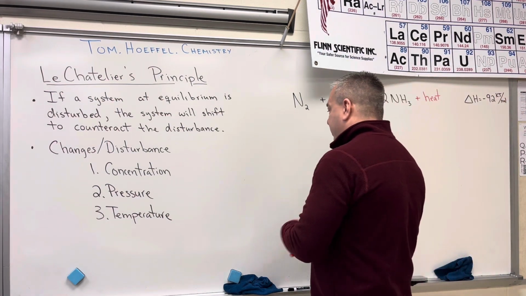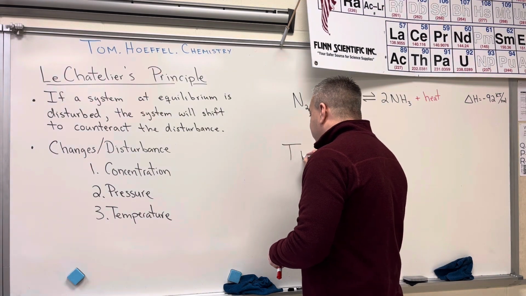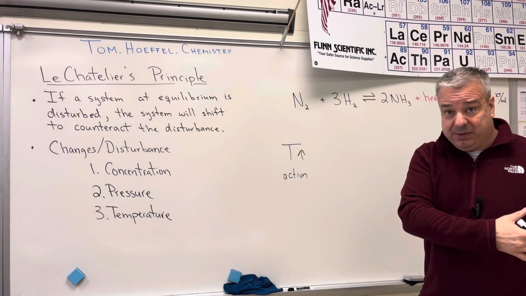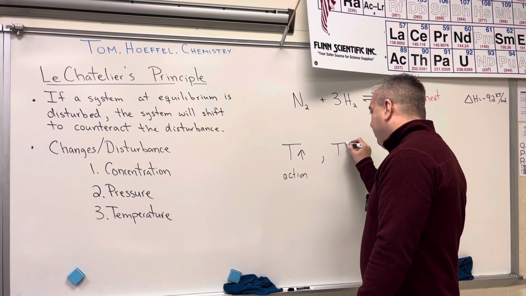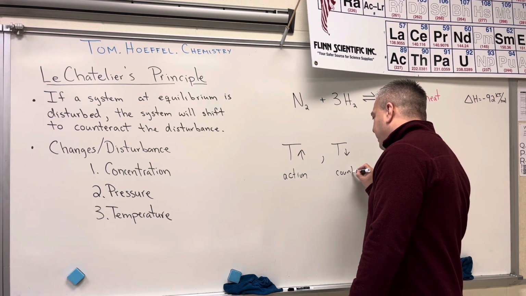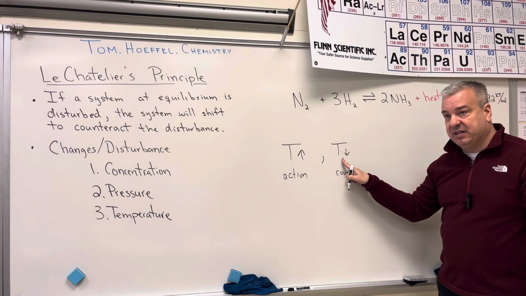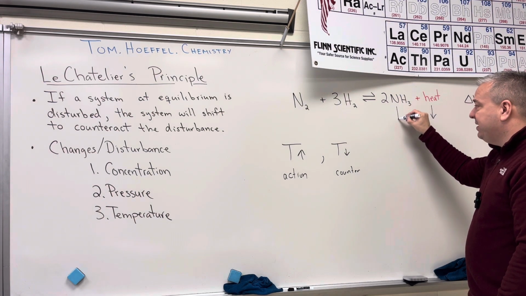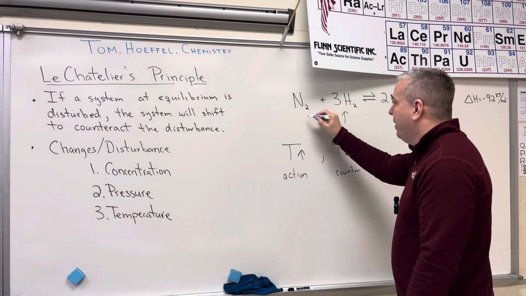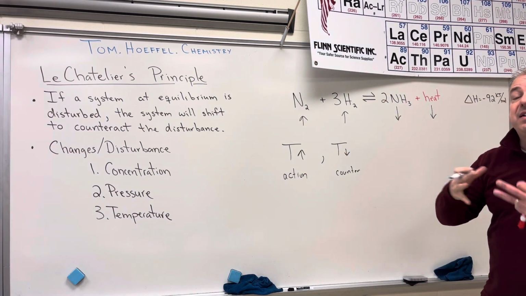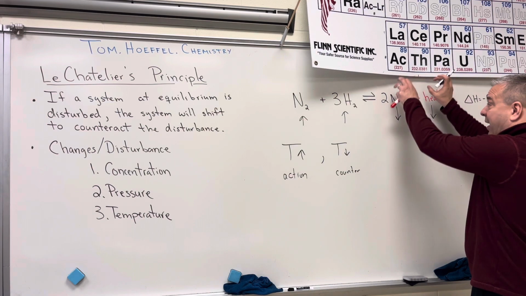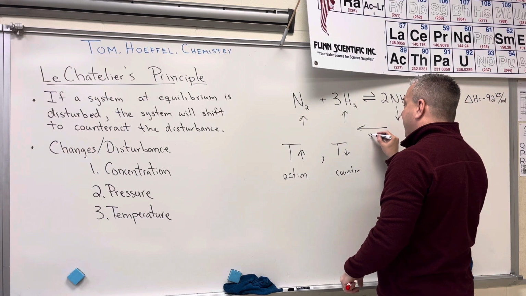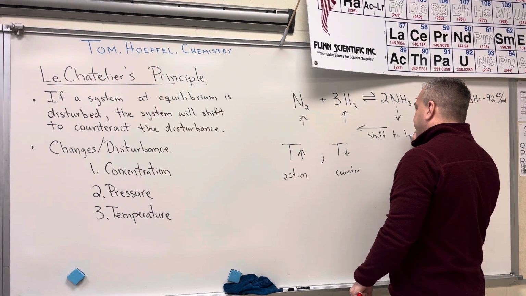If my action is to come in and increase the temperature, then LeChatelier's principle is going to do the opposite. How do I go about countering that? The counteraction has to be a decrease in temperature. Well, how do you decrease the temperature? By decreasing the heat. And if that decreases, so does this, and these guys go up. My question to you is, what type of shift is this? Well, if the products are going down and the reactants are going up, we would say that that is a shift to the left.